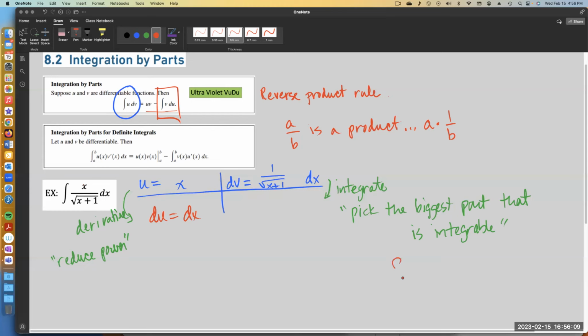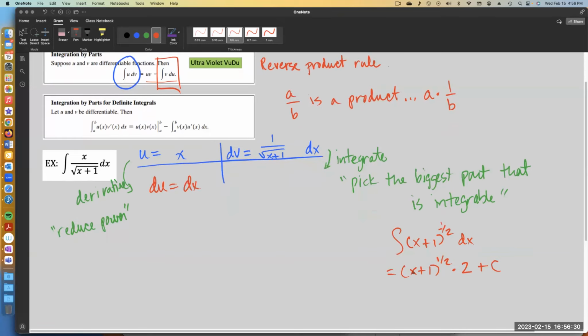Let's just come over here to the side. I'm going to write this as x plus 1 to the minus half dx. And that's just power rule, right? This is just x plus 1 to the positive 1/2. We add 1, and then divide by positive 1/2, which means multiply by 2. And then we would do a reverse chain rule if this was not just an x. If that was a 3x, we'd divide by 3. But that's not the case, so we don't have to worry about it. So there is our integral.